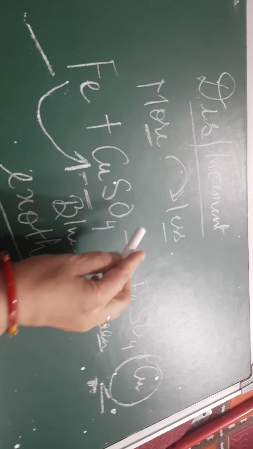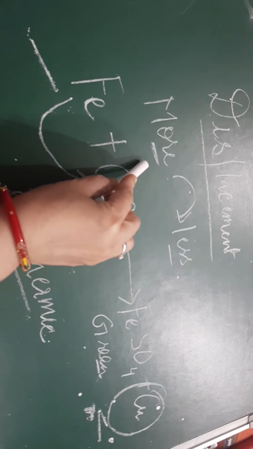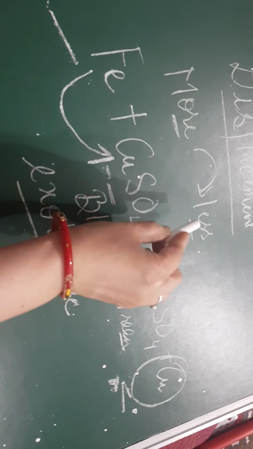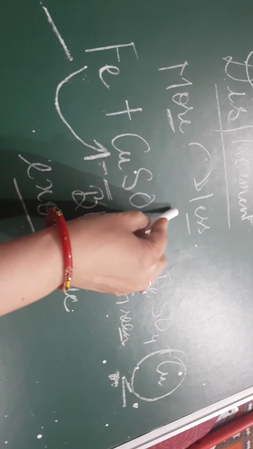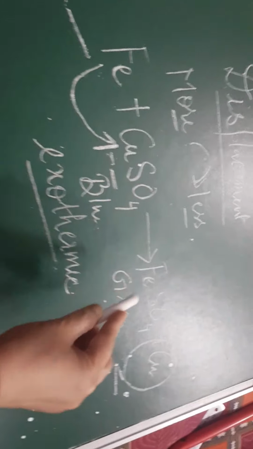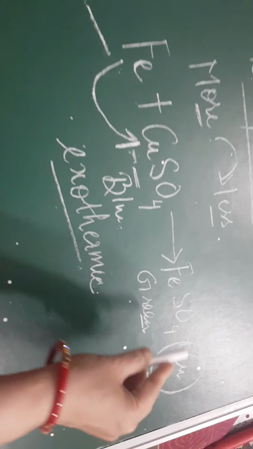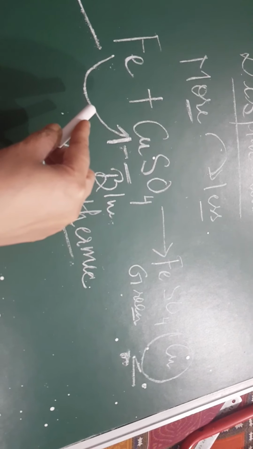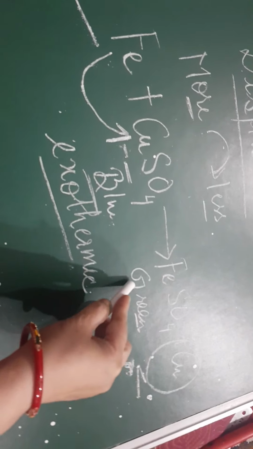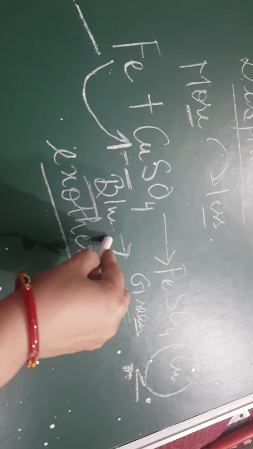I'm repeating, displacement reaction is when a more reactive element displaces a less reactive element from its salt solution or from its compound. So in this reaction, iron plus copper sulfate gives FeSO4, ferrous sulfate, plus copper. During this reaction we can observe three changes. Copper sulfate is blue in color. Ferrous sulfate is green in color. So color changes from blue to green, that is the first change.